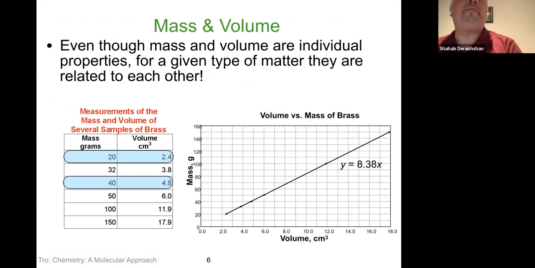And the slope of this line is 8.38. So we know the density is going to be 8.38.